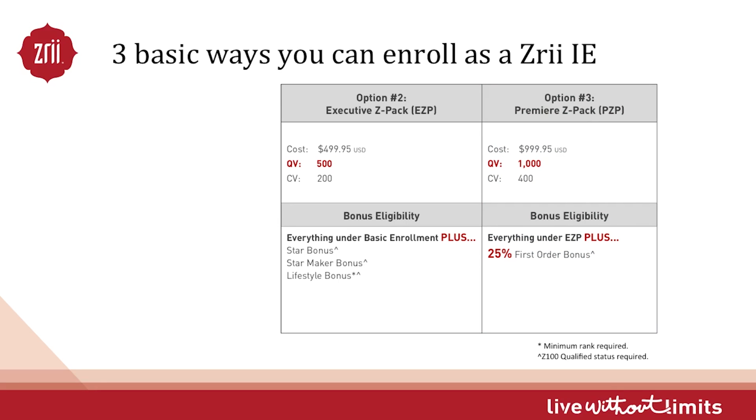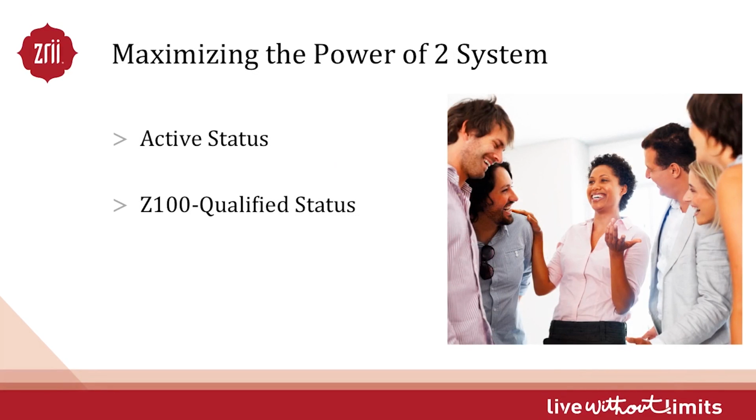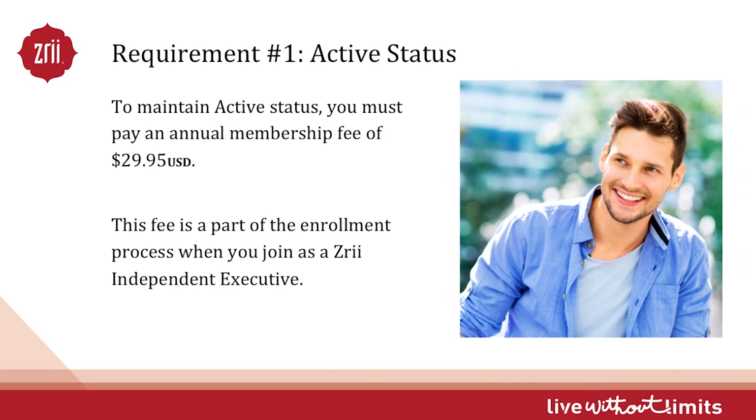Now that you understand the benefits of enrolling at the EZP or PZP level, let's talk about what you'll need to do on an ongoing basis as an independent executive to maximize the most lucrative payouts within the Zrii Prosperity Plan. There are 2 basic things you'll want to do: maintain active status and make sure you're Z100 qualified. To get paid as a Zrii independent executive, you must have active status. You maintain active status by paying an annual membership fee of $29.95.